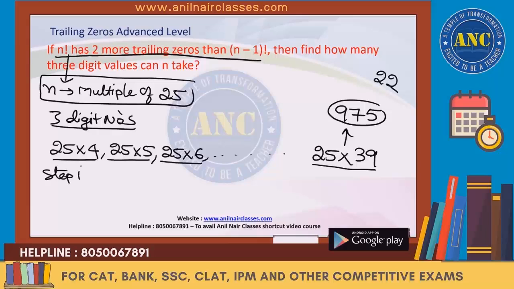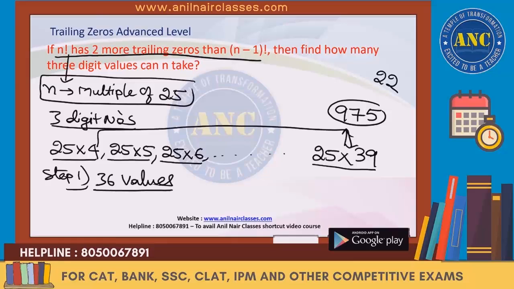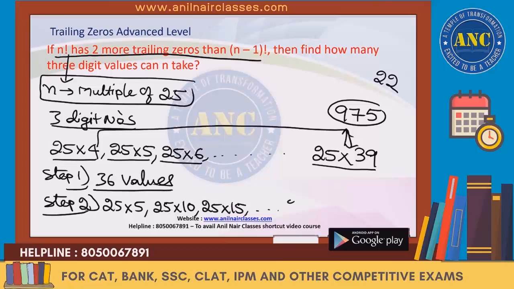Step number 1. From 4 to 39, totally 36 values are there. In these 36 values, I need to subtract the numbers which are multiples of 5, because if I multiply with 5, the power of 5 will rise. If the power of 5 rises, then it will not have 2 more trailing zeros. That means 25 into 5 is out, 25 into 10 is out, 25 into 15 is out, till here, 25 into 35 is out.